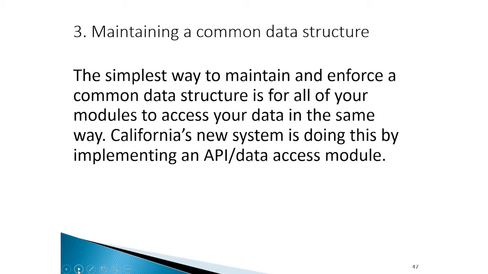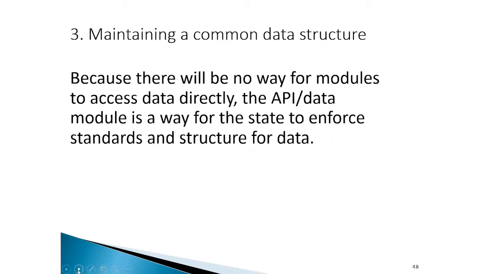So California's new system is doing this by implementing an API and data access module. So on the next slide, there will be no way for modules to access data directly. So the API or the data module acts in a way as our gatekeeper. It means that, from an architectural point of view, we define our data structures once in the API and data module, and then that API and data module provides access to clean, sanitized, checked data to each of our user-facing modules.